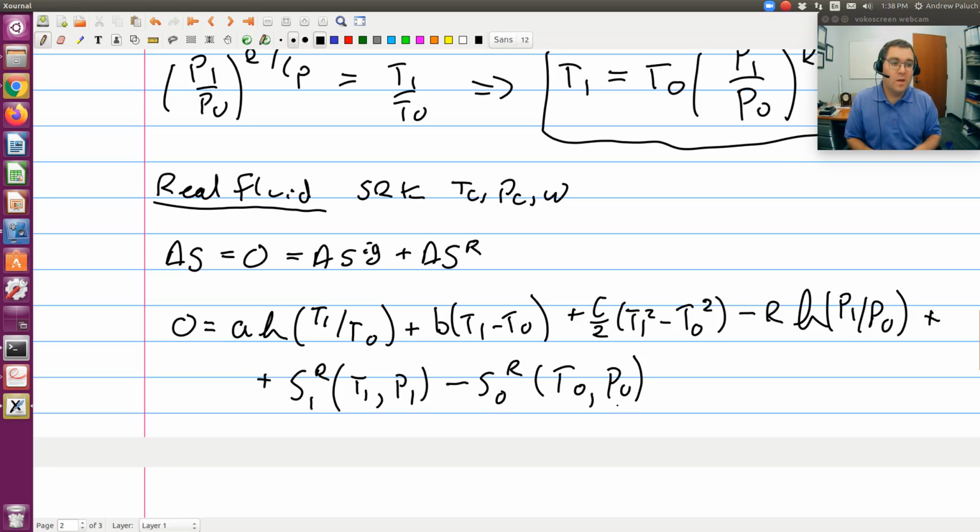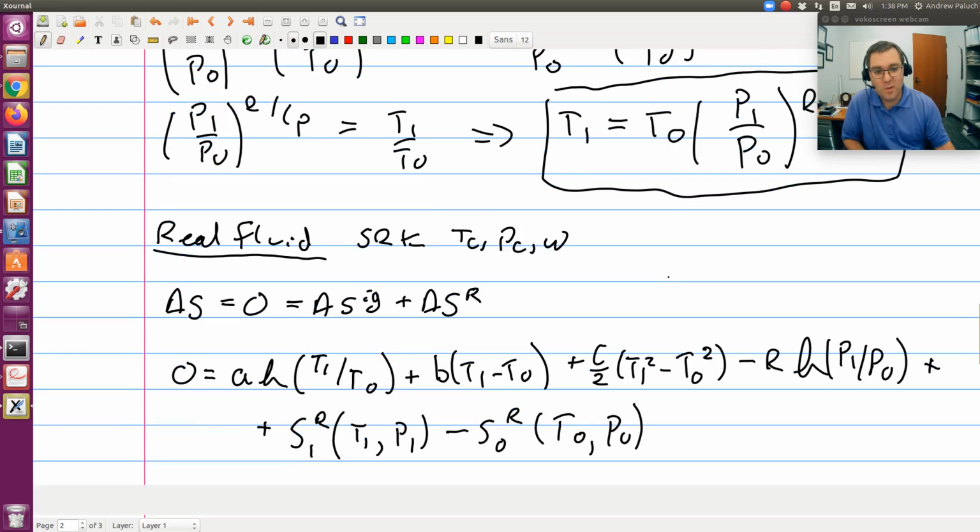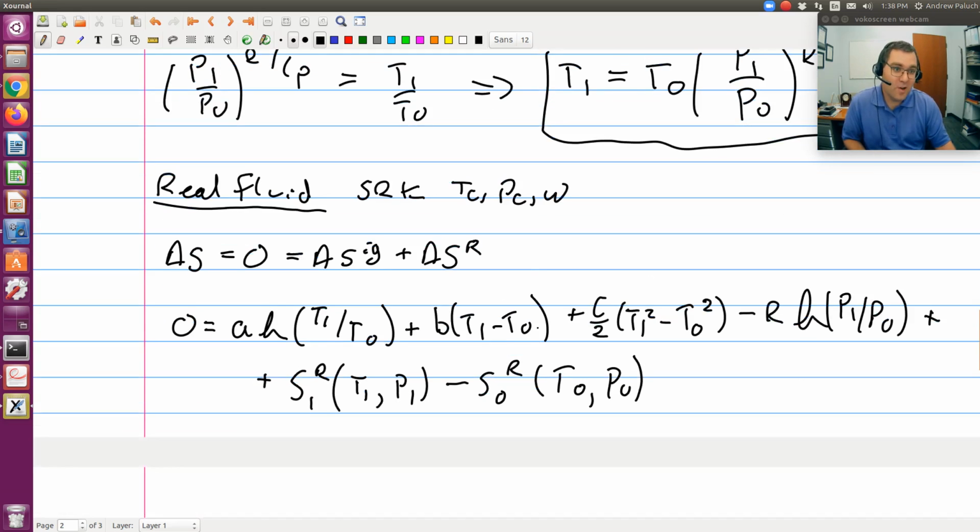So it's essentially the same problem. Again, solve this numerically. For an ideal gas, you can simplify the equation so that you can solve it explicitly for T. Sorry, you're out of luck here for the case of a real fluid.